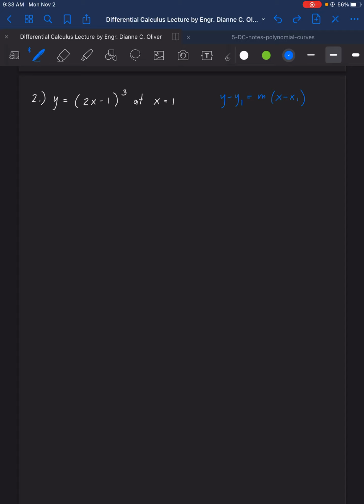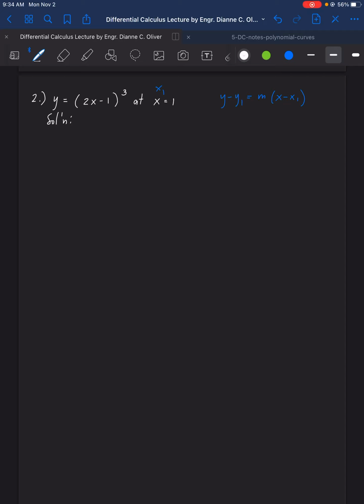Now, for example number 2, the only given here is the x1. So, given the equation of the curve, y equals quantity 2x minus 1 raised to 3 at x equal to 1, meaning the curve is being intersected by a line x equal to 1. So, we have our x1. So, what is missing for the point slope form to be completed? We need to find y1 and the slope. First, we will be looking for the y1. How do we get the value of y1?